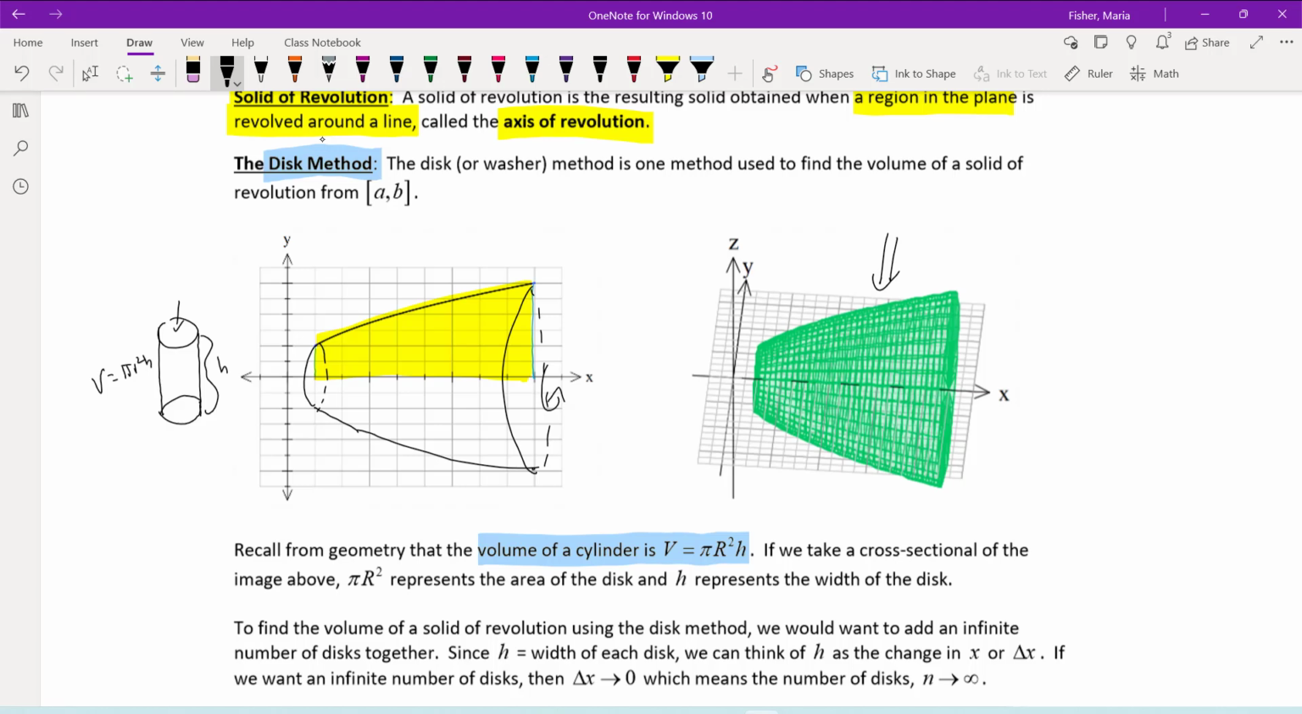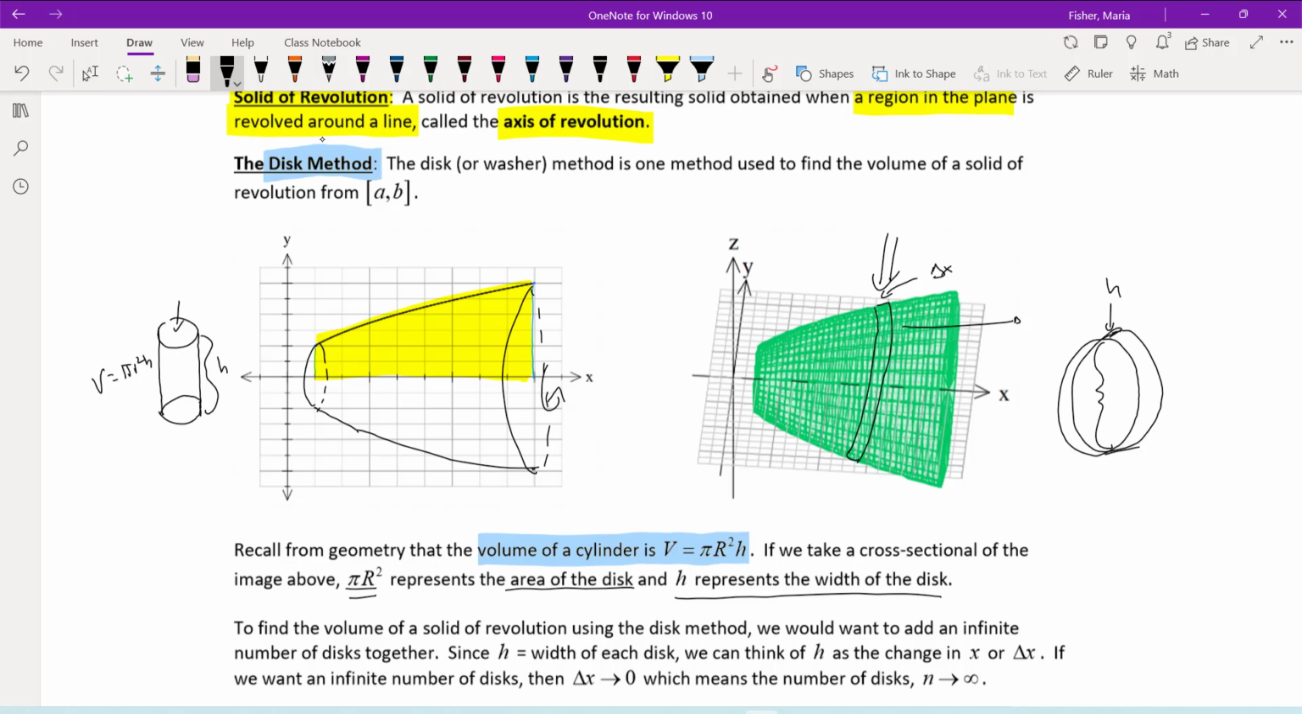and then h for the height of your cylinder. Now, if we were to look at this picture here in green and just take a cross section of it, so just take one little bit out of here and pull it right out, what we would end up with is a cylinder. So we would have this cylinder right here. Now, the height of this cylinder is that change in x, or that x movement, and the area here would just be pi r squared. Pi r squared again represents the area of that disk, and h represents the width of that disk.